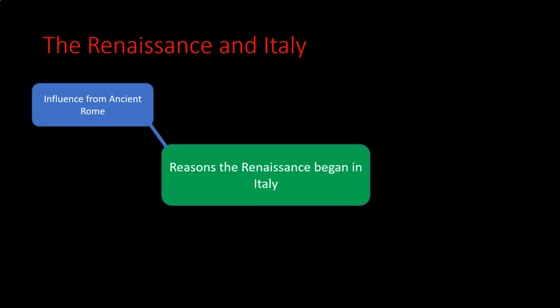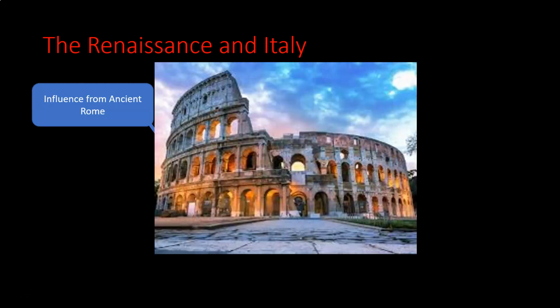Okay, so the first reason why the Renaissance began in Italy comes down to the influence from ancient Rome. Okay, so we know that ancient Rome obviously was based around where we would consider modern day Italy to be. And the ancient Romans left a very, very strong physical mark on the country, on their empire. So in Italy, we have a lot of these structures still visible. So things like the Colosseum, okay? The people in Renaissance times can still see parts of the Colosseum.